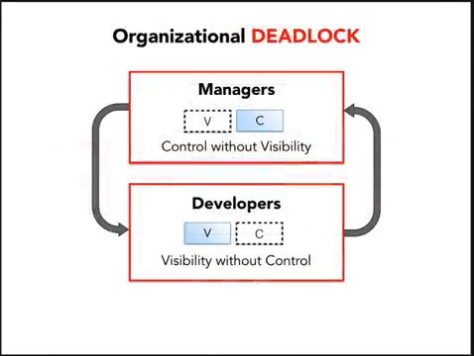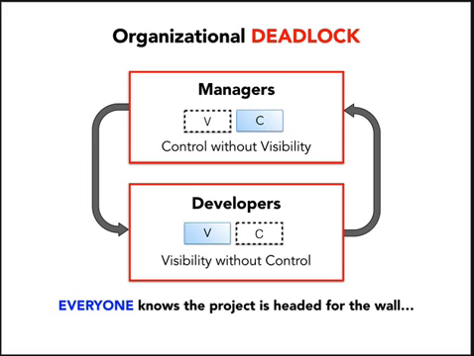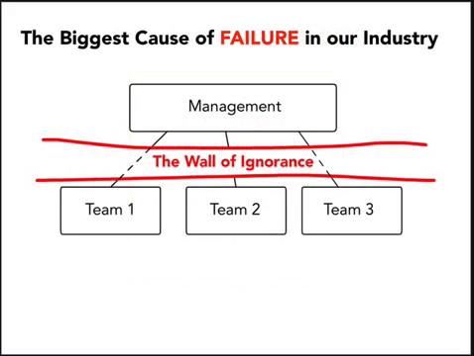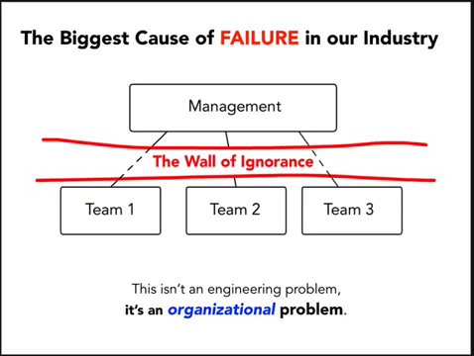And so we get into this state of organizational deadlock where everyone is essentially waiting for a resource they don't have. And even when everybody knows the project is headed for a wall, nothing changes. And you see this pattern over and over again across the industry. The biggest cause of failure in our industry is this. This is the obstacle that we need a strategy to overcome. And this isn't an engineering problem, it's an organizational problem.